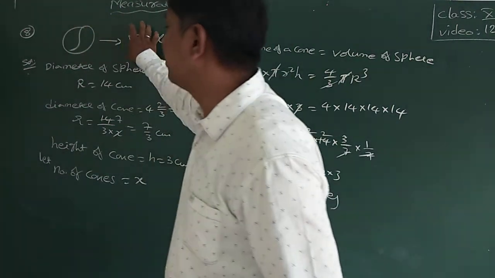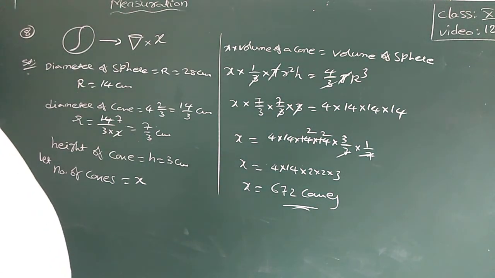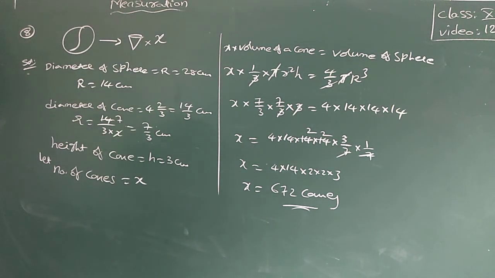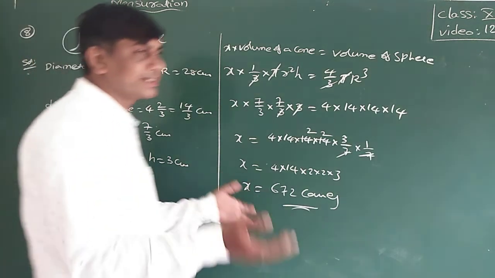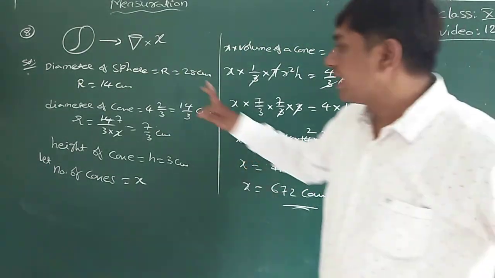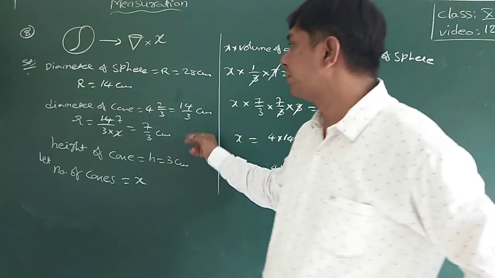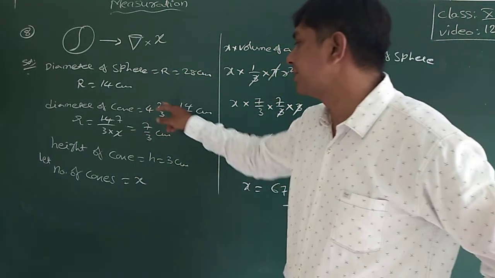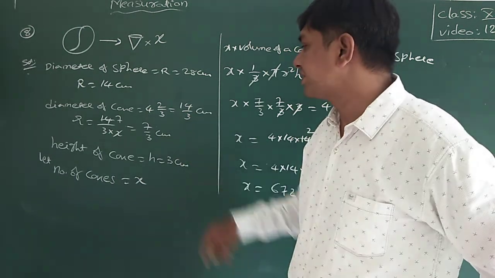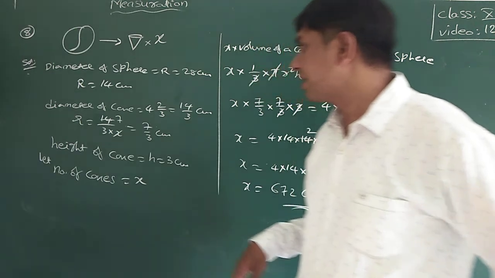We are converting it into cones. This cone does not have a hemispherical shape mounted on it, nothing like that, because it is melted and recast into a number of smaller cones. You are not filling ice cream to make a hemispherical shape on top. Only cone. So the diameter is 28 centimeters, so the radius is 14 centimeters. The diameter of the cone is 4 2 by 3: 3 4s are 12 plus 2, 14 by 3. Radius is 7 by 3 centimeters. The height of the cone is 3 centimeters. Number of cones is x.